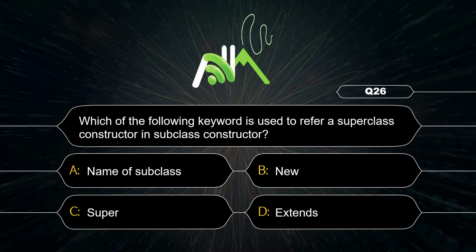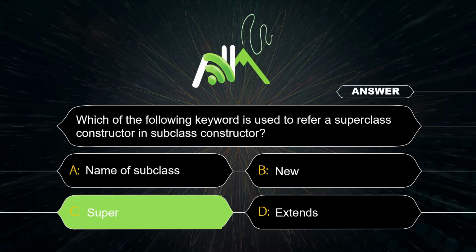Which keyword is used to refer to a superclass constructor in a subclass constructor? Here, keyword super is used to call the constructor of the superclass in the constructor of the subclass. So option C is correct here.